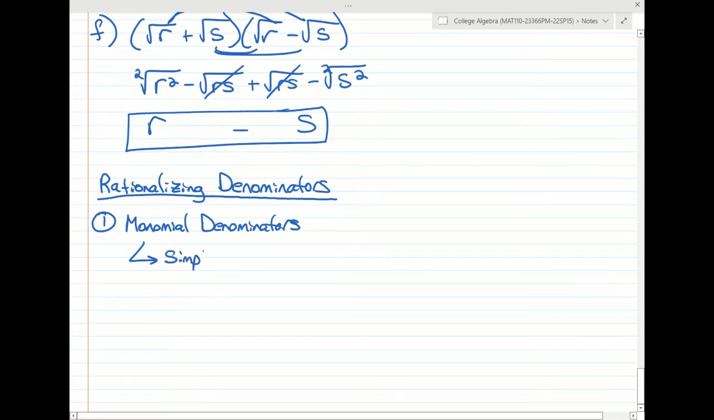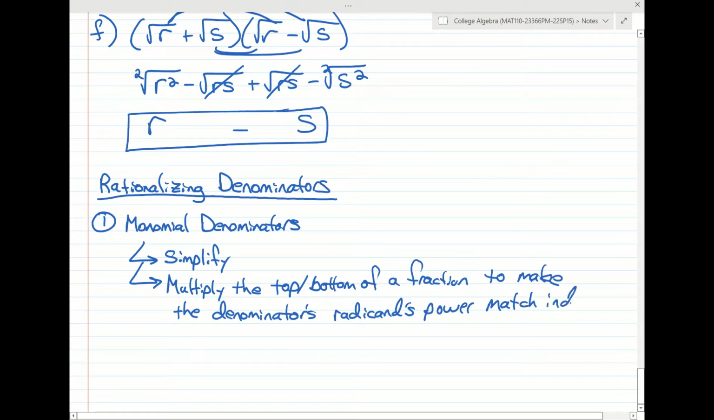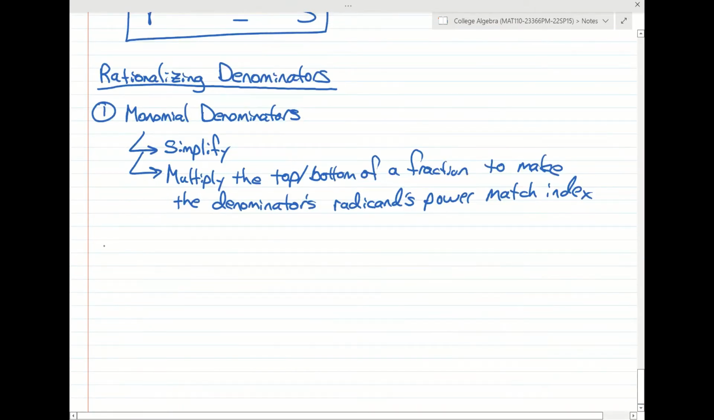First step is we want to simplify. After we simplify, we multiply top and bottom of the fraction to make the denominator's radicand power match the index. So for example, the direction is just to simplify or rationalize.